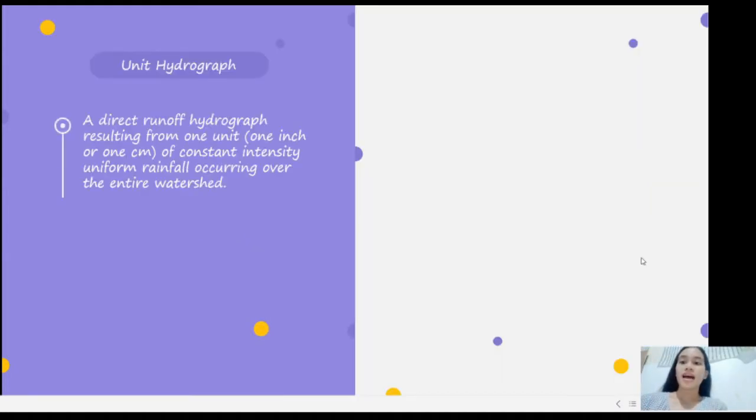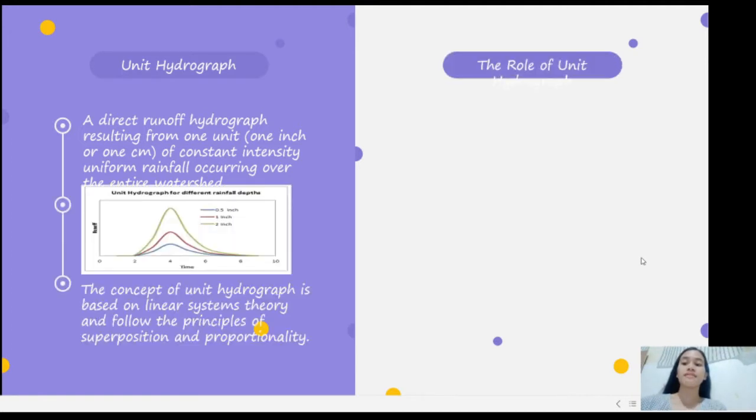Hydrograph. A direct runoff hydrograph resulting from 1 unit, 1 inch or 1 centimeter of constant intensity, uniform rainfall occurring over the entire watershed. The concept of unit hydrograph is based on linear systems theory and follows the principles of superposition and proportionality.